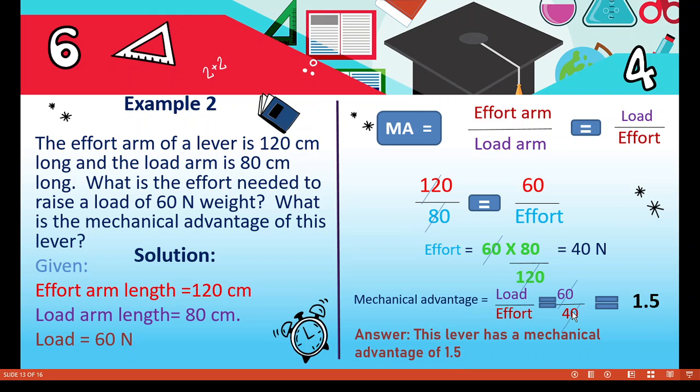So the 0s get cancelled. You have to divide 6 by 4. 1 4 is 4, so 2 will be left. You place a point and add 0. If you add 0 near 2, it will become 20. So 5 4s are 20. Okay, so that's how you have obtained this value of 1.5.